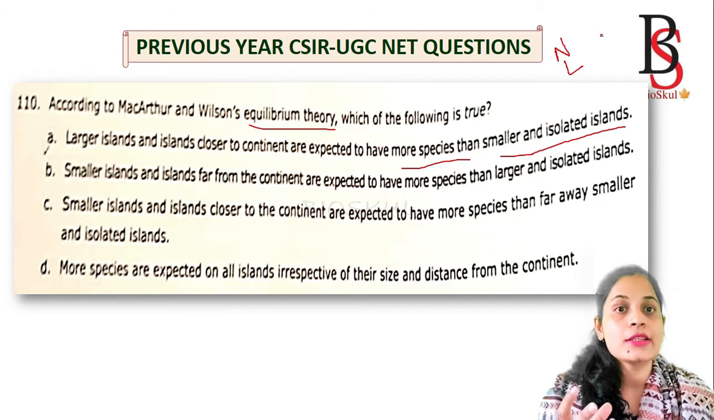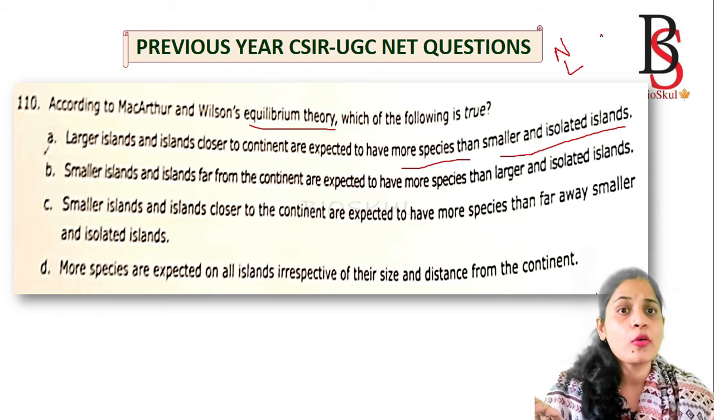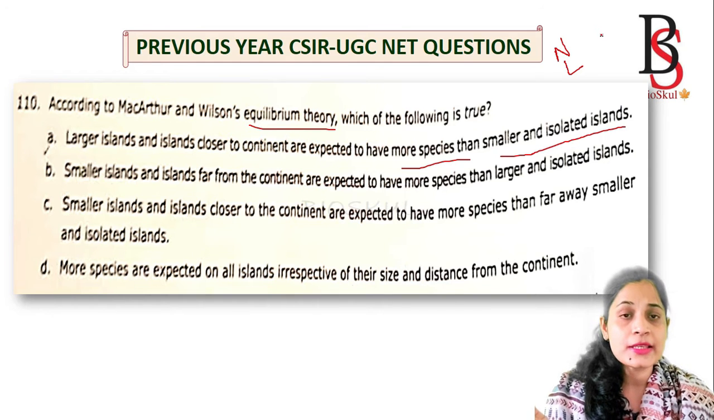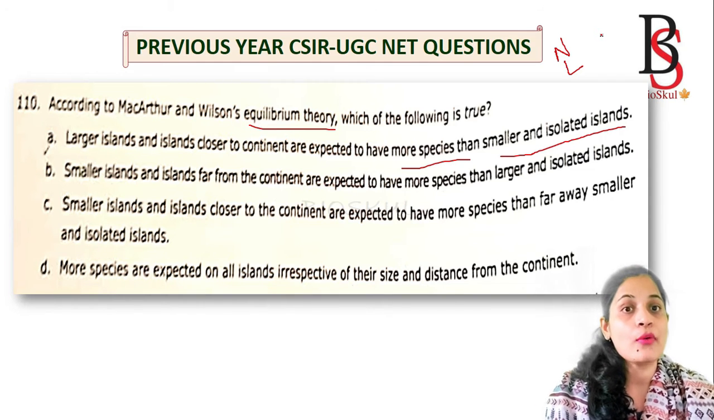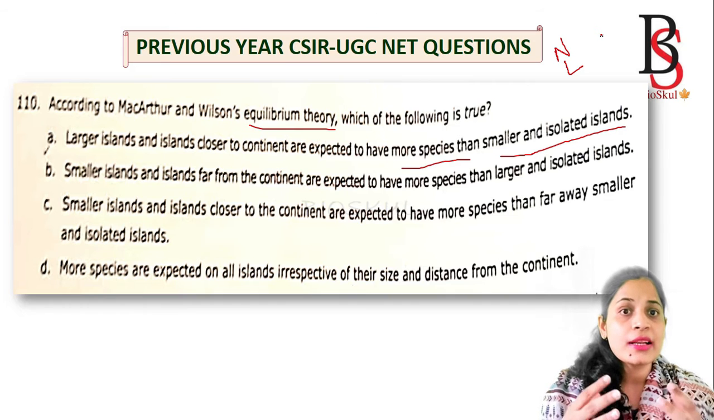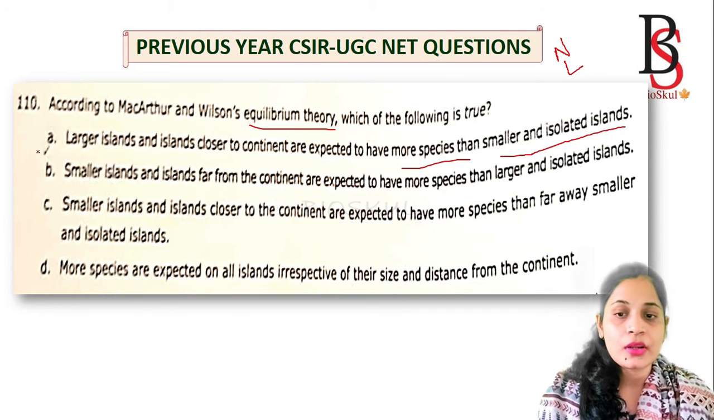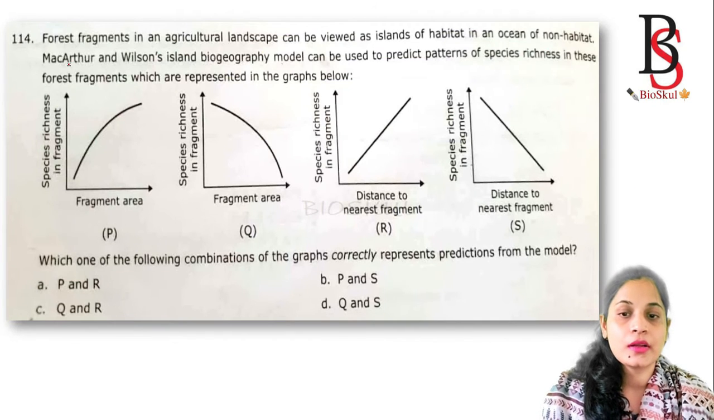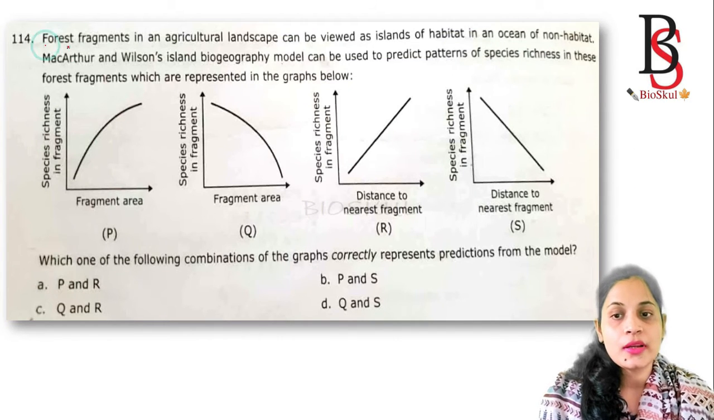If the island is smaller, if the space is smaller, then obviously there will be a fewer number of species. And if the island is far away from the mainland, then fewer species will travel to that island. Okay, so the correct option is option A. Okay, now comes this one.